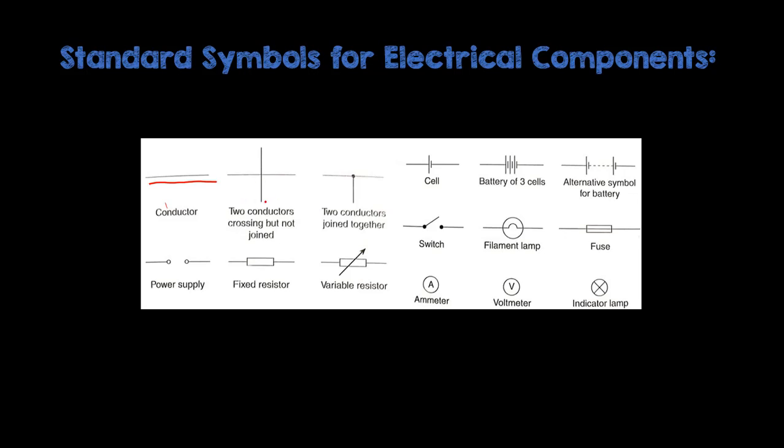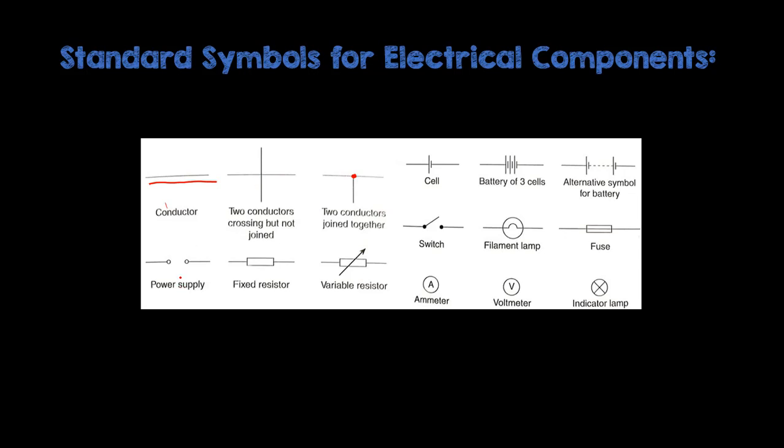Pansinin natin, this one is two conductors crossing but not joined. Ito siya. This one is two conductors joined together. Pag may makita tayo na dot dito, ibig sabihin, connected yung dalawang conductors. Pag may nakita tayong dot, ibig sabihin nun, magkadikit silang dalawa or joined. In this one, kung papansinin natin, there is no dot in the middle. That's why this is not a joined conductor.